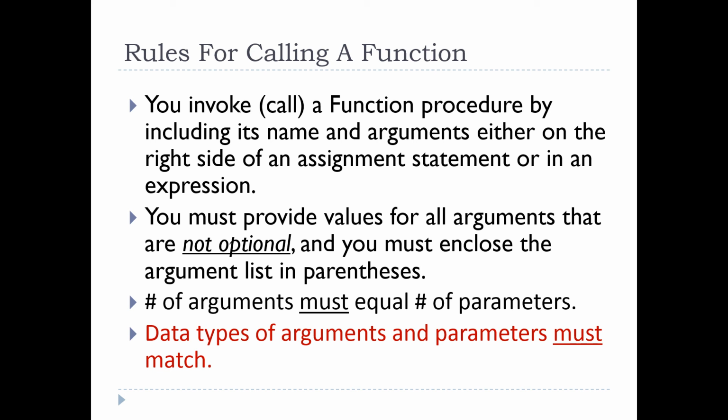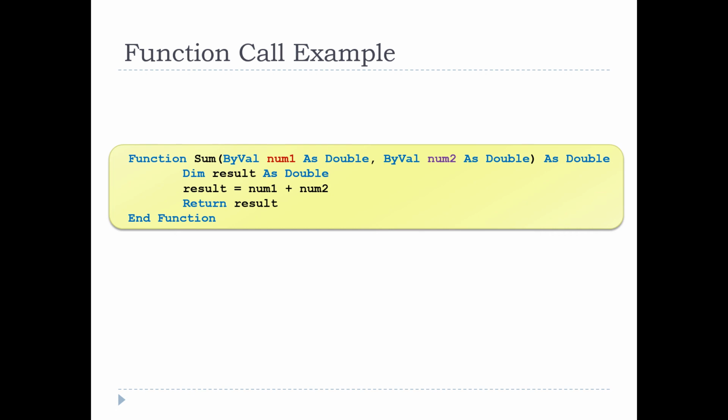And again, the data types of the arguments must match the data type of the parameters as well. So if you were to pass an integer to a function, then that number has to be an integer. If it's not, then you have to cast it or convert it. Sometimes you can, sometimes you can't, depending on the data type.